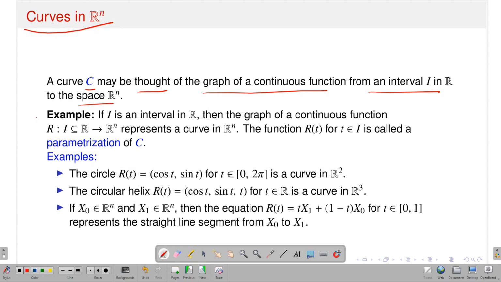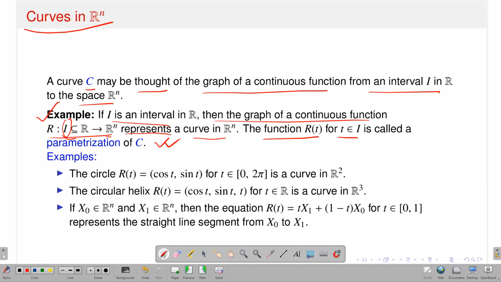For example, suppose you have an interval I subset of R. Then the graph of a continuous function, which I denote as capital R, defined on the interval I subset of R to the range in R^n, represents a curve in R^n. The domain of that continuous function should be some interval subset of R. Once I have that, the function capital R of t, where t runs over the interval I, is called the parametrization of my curve C.